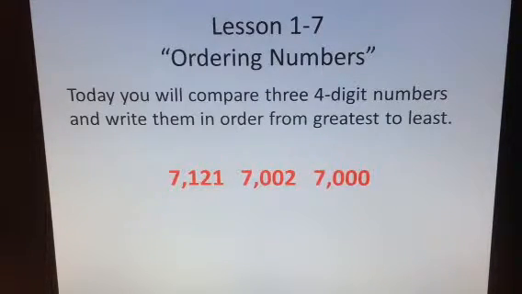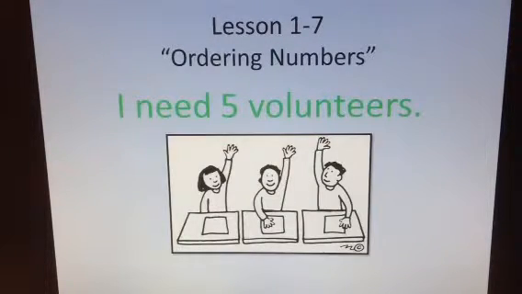Today you will compare three 4-digit numbers and write them in order from greatest to least. And actually we write them in order from least to greatest too. That's something to be careful of and read carefully for questions. So like this number, 7,121 is greater than 7,002, which is greater than 7,000.